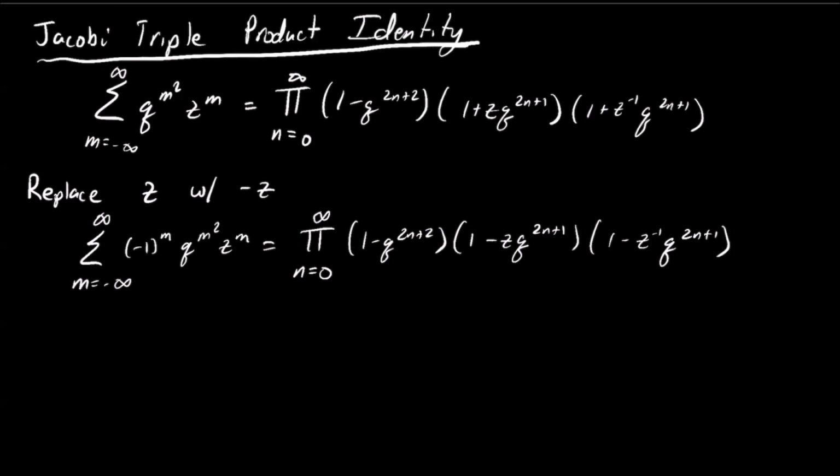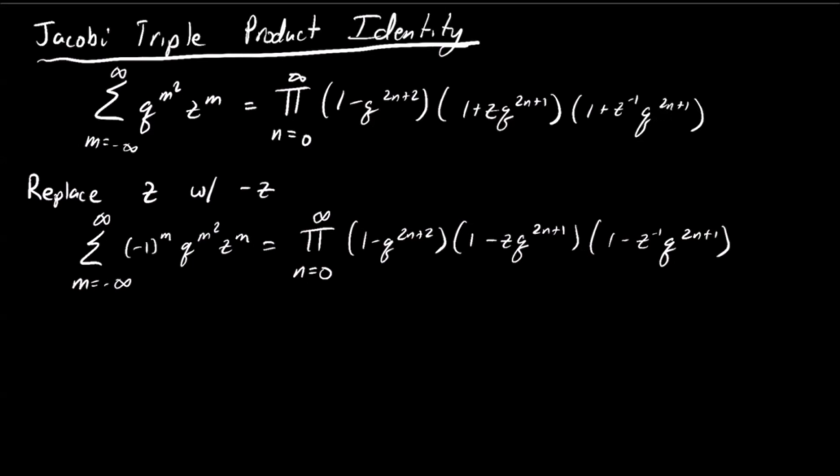Right, so what I'm going to do is break this left-hand side up into three pieces. I'm going to break it up into the sum as m goes from negative infinity to -1. I'm going to look at the m equals 0 term, and I'm going to look at the sum as m goes from 1 to infinity.